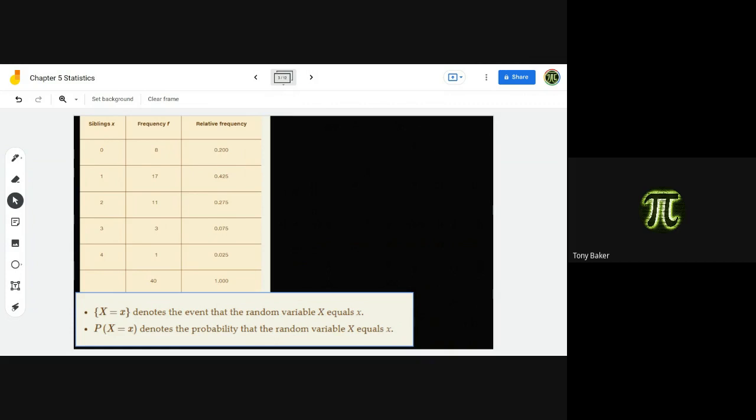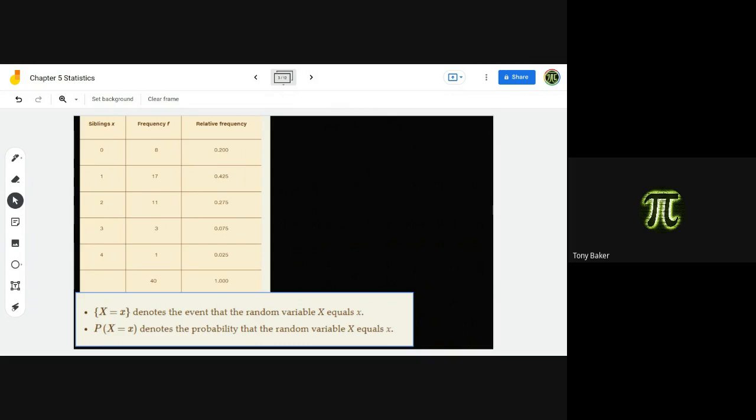X equals x denotes the event that the random variable X equals x. There's a difference in the size. The capital X stays there, and the little x is what gets replaced. In this case, the number of siblings is 0, so that would be x equals 0 for that, or x equals 1, or x equals 2. The little x is the one that's going to be replaced.